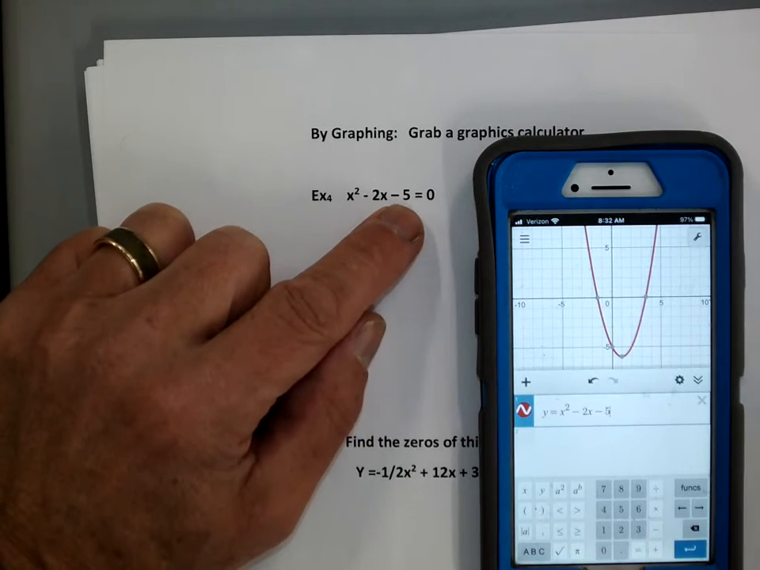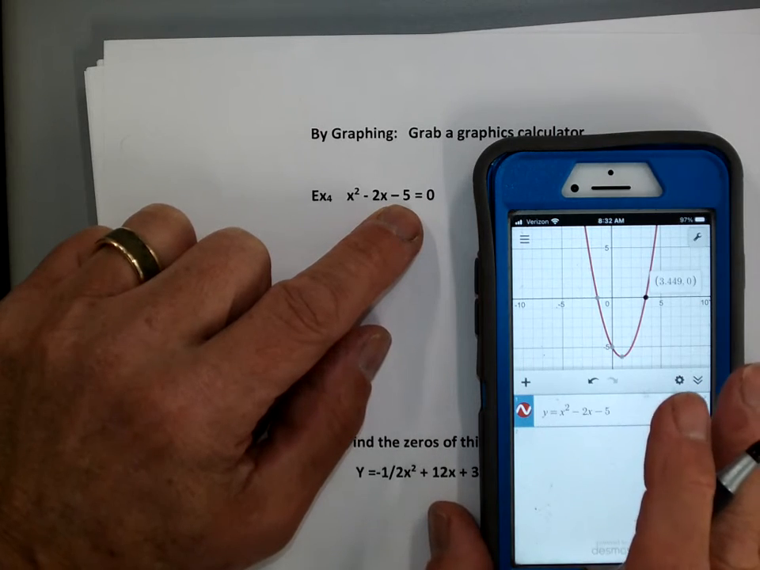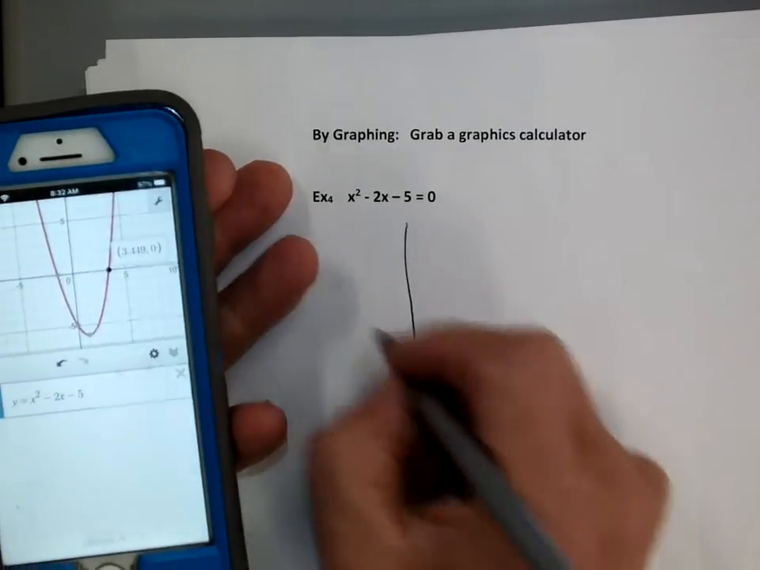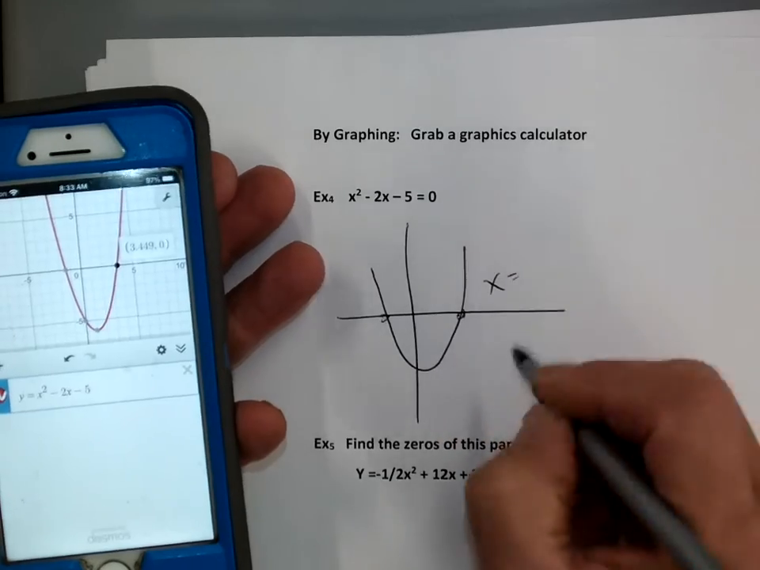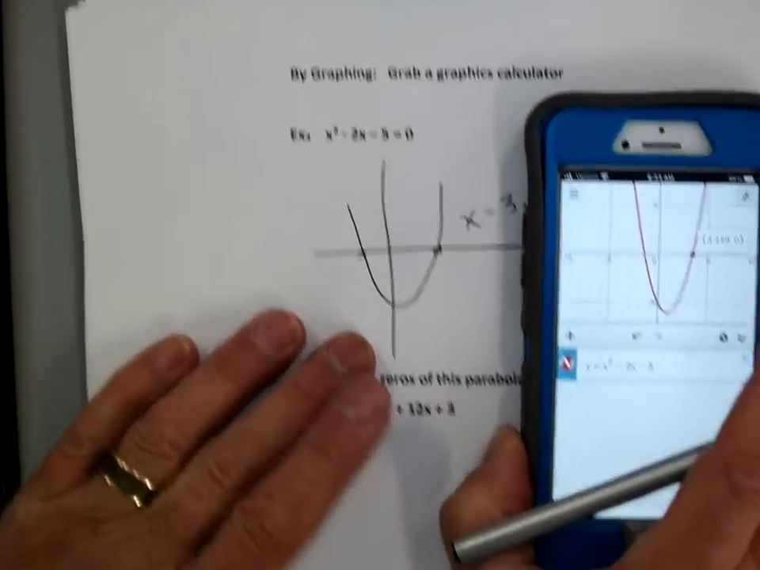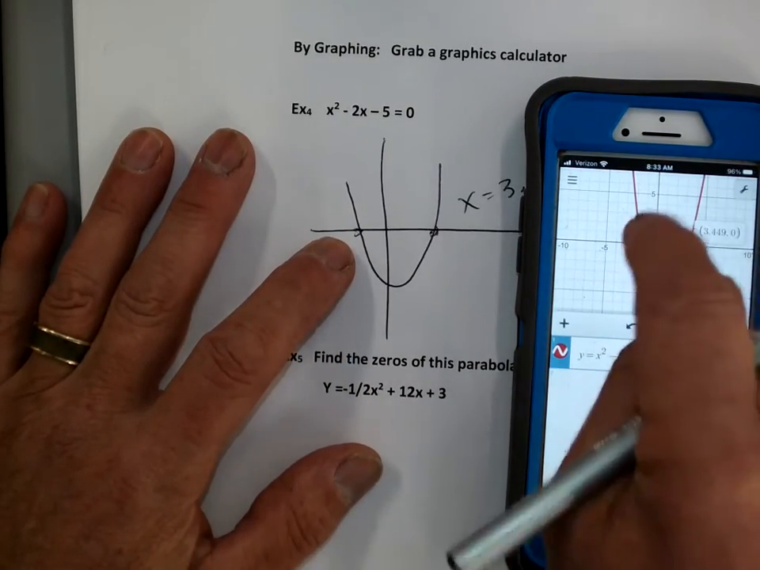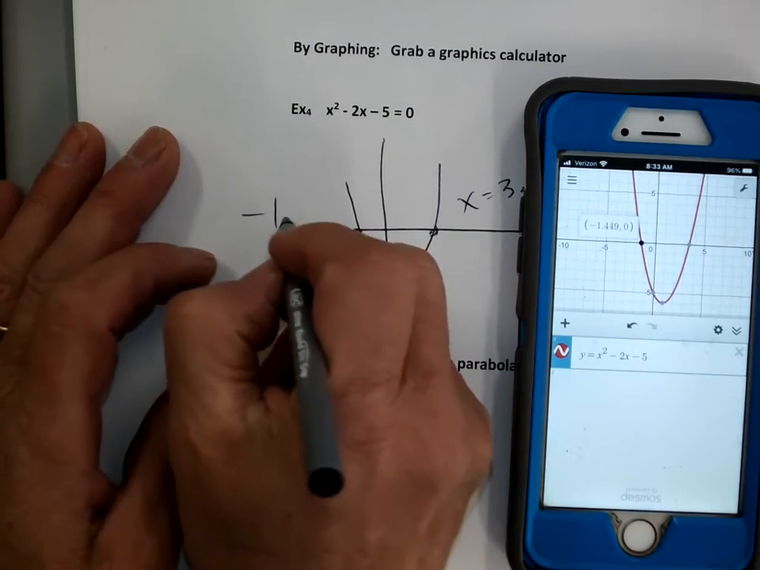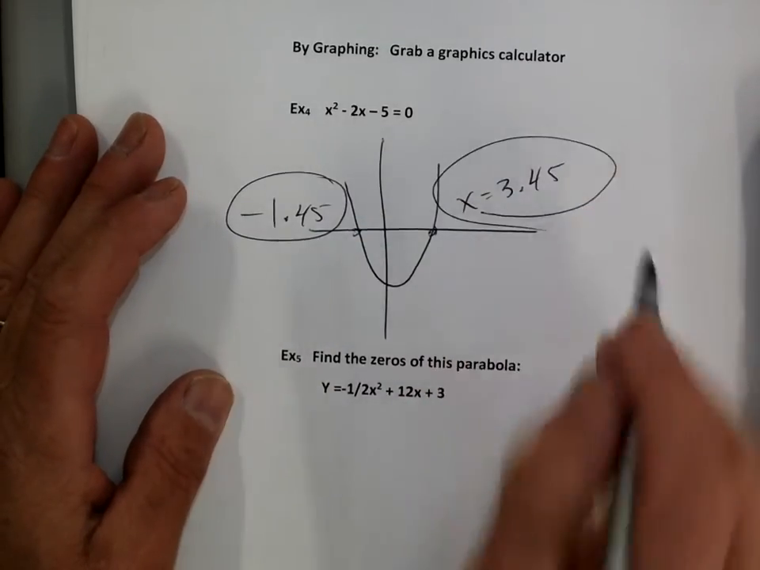Now, if I want the zeros, they're there and there. So tap. About 3.4. I'm going to round up, 3.45. So I graph it, a rough sketch like that. So one of my zeros is x equals 3.45. I just got it from my calculator. If you do not have Desmos, you need Desmos. You can get it on a calculator, on your phone, or on a computer. The other zero, here it is, negative 1.45. Easy, huh? Just put it on a calculator.